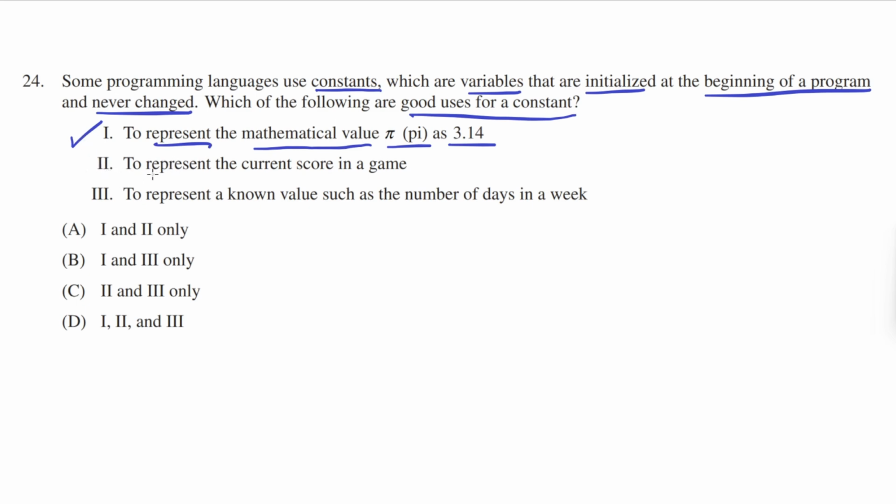The second statement says to represent the current score in a game. This would be a bad use of a constant because a constant wants to be initialized at the beginning of the program and never changed afterwards. But the current score in a game changes as either team scores points. So as the game goes on, the score will keep changing, which requires that the constant keep changing. And we don't want constants that are changing. We want them to be never changed.